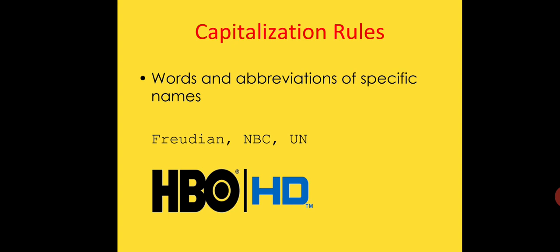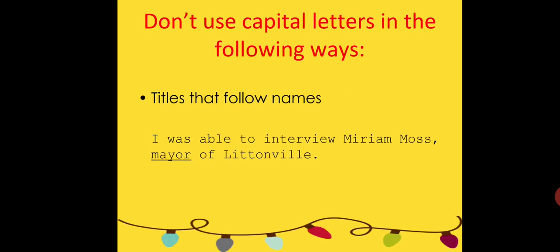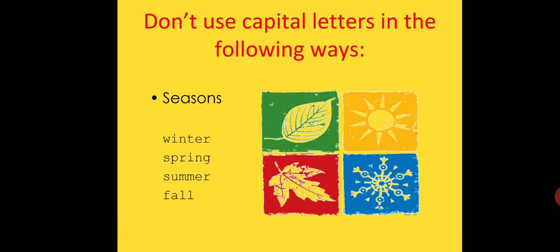Words and abbreviations of specific names. Freudian, NBC, UN, HBO, HD. So since this is abbreviated, HBO, HD must all be capitalized. Next up, you have your titles that follow a name. I was able to interview Miriam Moss, Mayor of Lyttonville. So if you want to capitalize the word mayor, you should write, I was able to interview Mayor Miriam Moss of Lyttonville. That will be even better, okay, if you ask me.